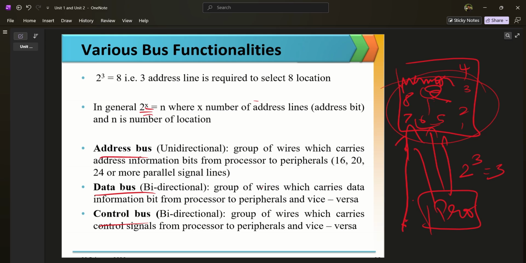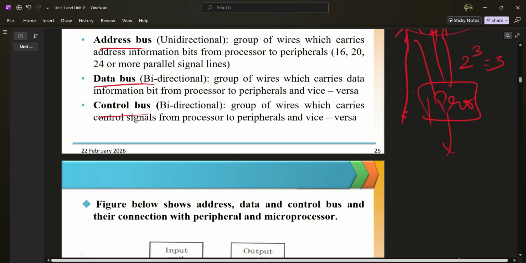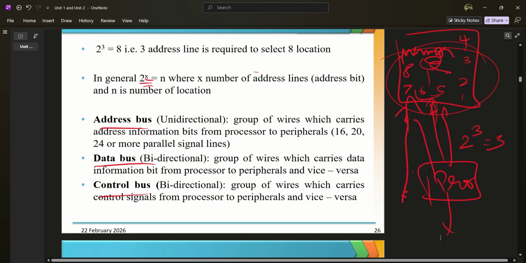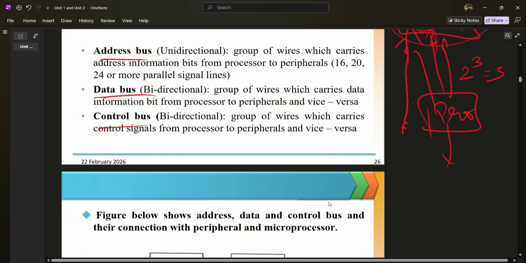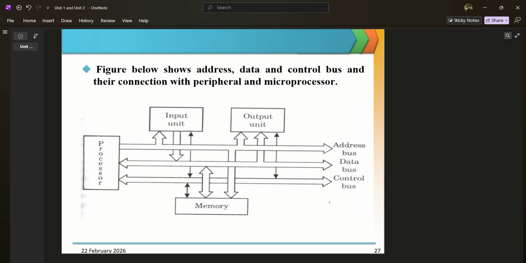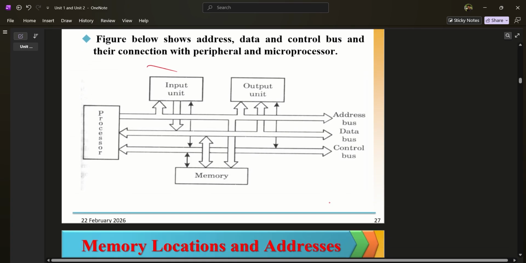Wait, the data bus is from the processor to peripherals. And the control bus is the one which carries control signals from the processor to peripherals and vice versa, and it is bidirectional. This is the diagram, and I think you can refer to it.